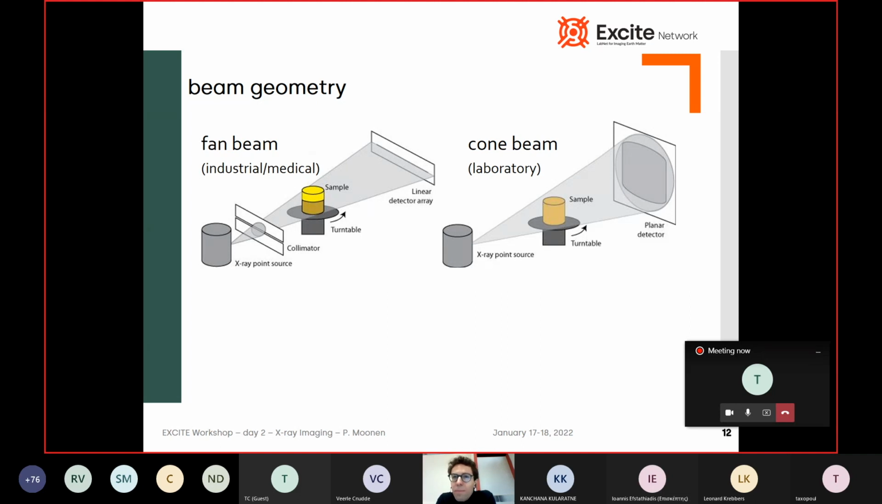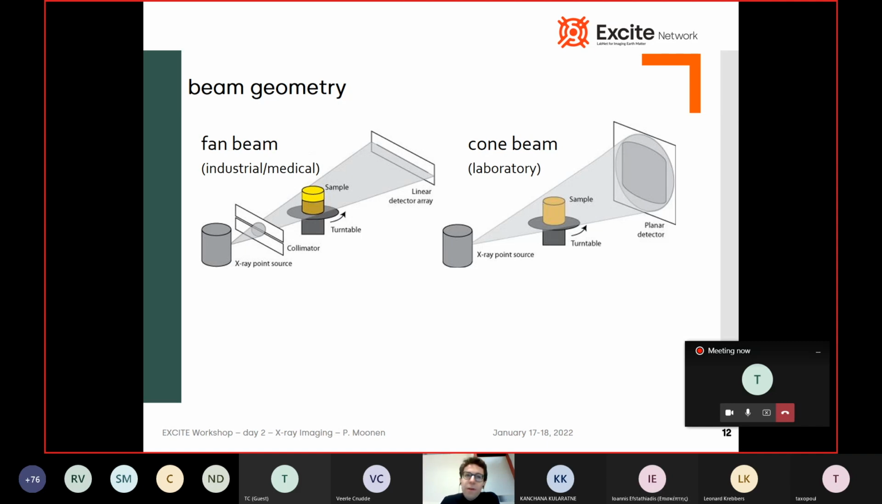In an industrial or medical context, they basically position an additional collimator between the X-ray source and the sample. Therefore, you create actually a triangular plane. This is called a fan beam. And that plane allows you to precisely position your light sheet, let's say, where you want it, and also to control the dose on the patient.